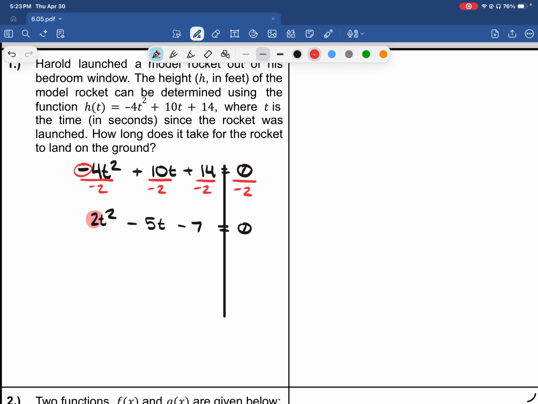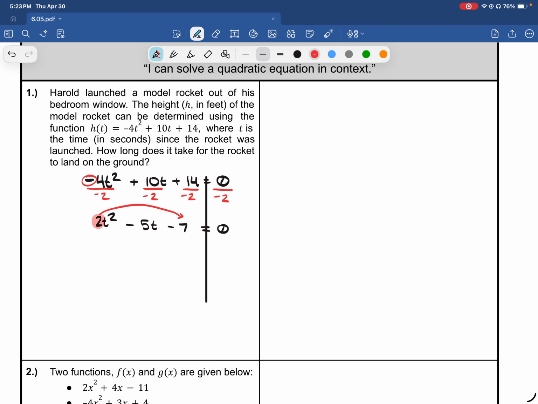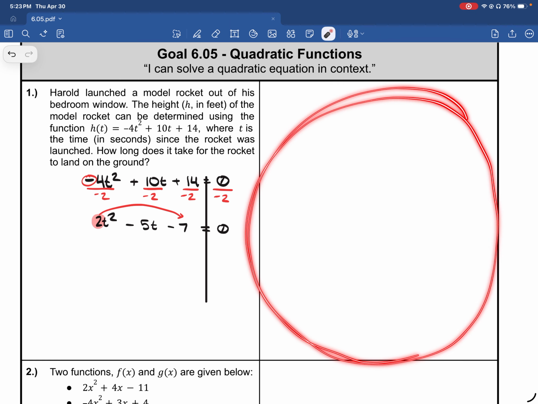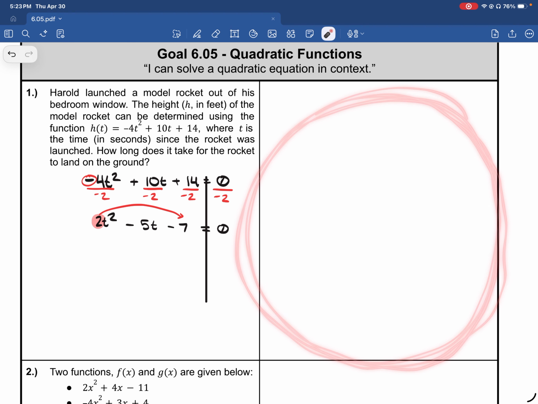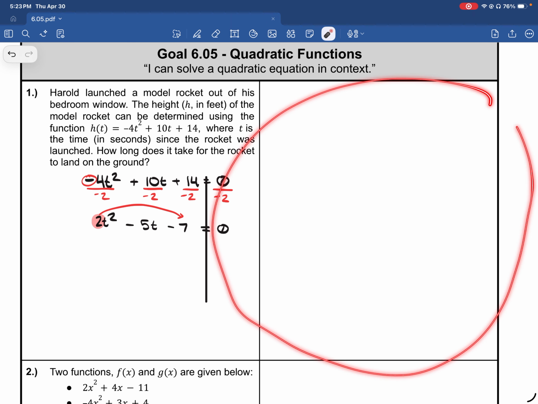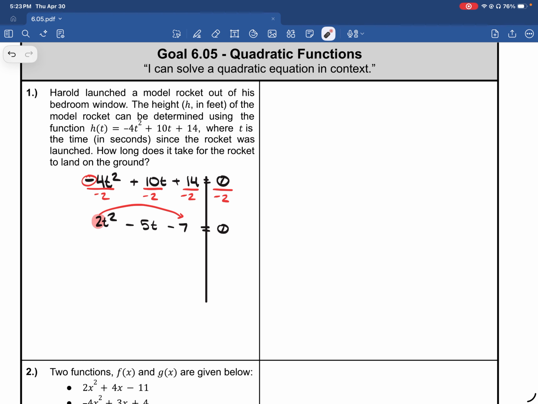Then you'll start your slide and divide process. Now, you are going to get 2 answers here. Perhaps both of them make sense, or perhaps only one of them makes sense. You should definitely explain over here why, if only one of them makes sense, you're going to toss out one of your 2 answers. So that would be a great explanation for over here.